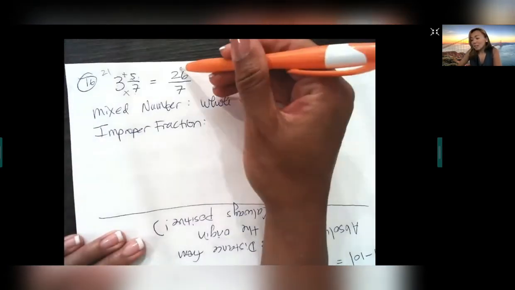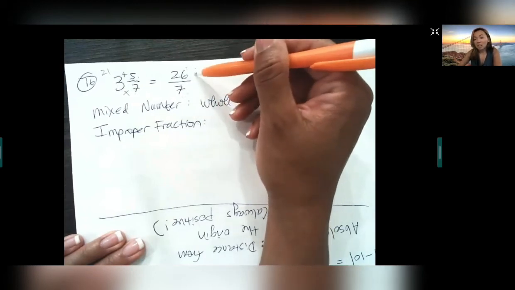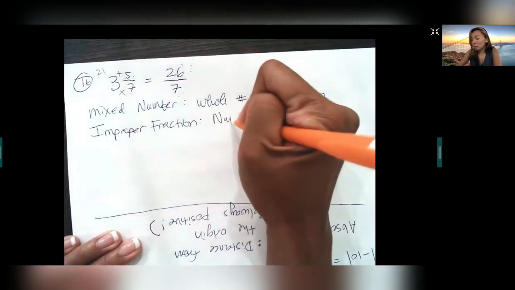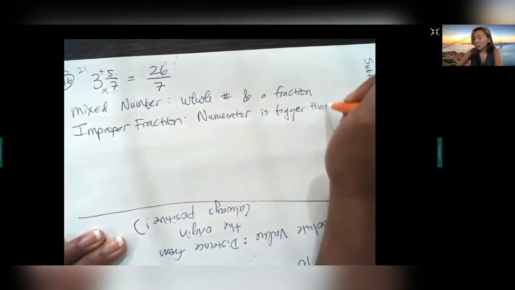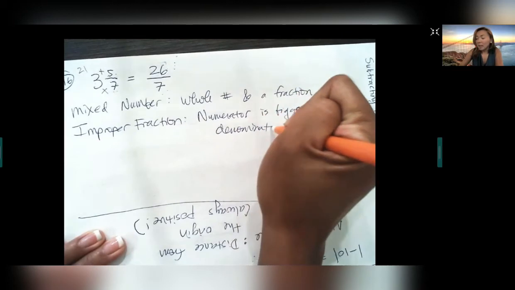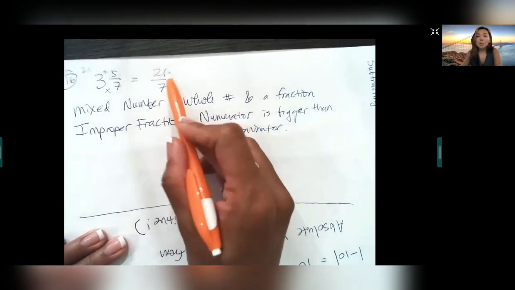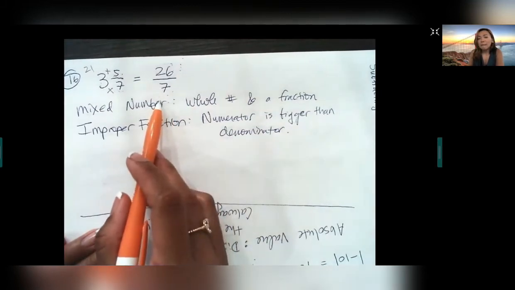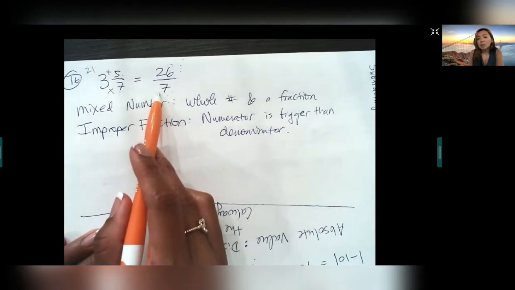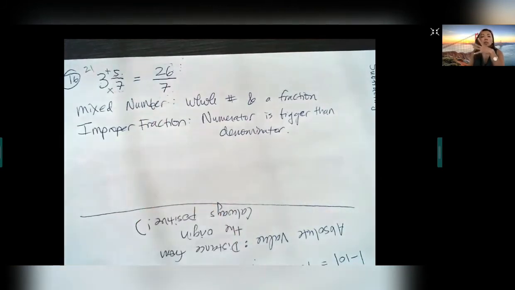Notice that the top is heavier than the bottom, the numerator is bigger than the denominator. That's why it's called an improper fraction. An improper fraction is when the numerator is bigger than the denominator. And vice versa, if you want to change this to a mixed number, what you do is you just divide it. What's 26 divided by 7? Well, 26 divided by 7, 1, 2, 3, 4, 5, 26.